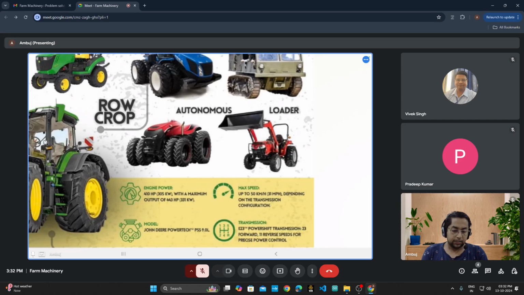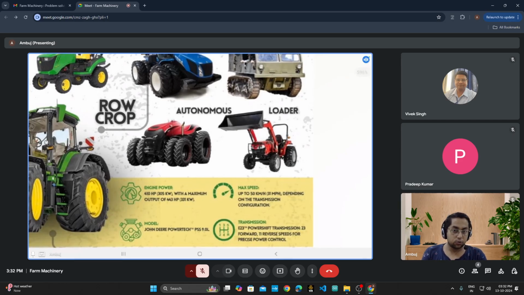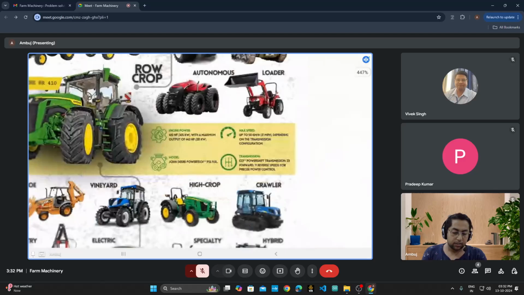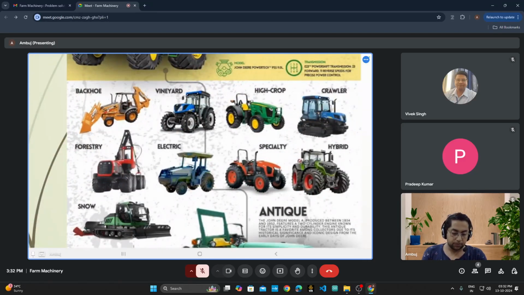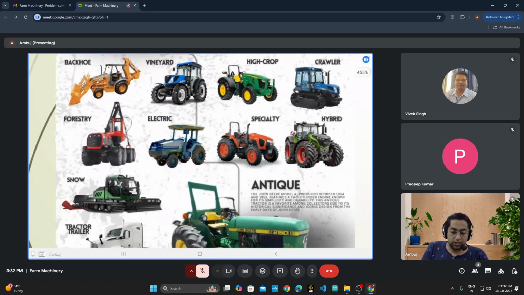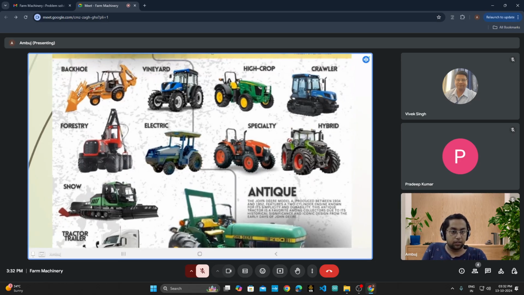Then the loader I showed you and described in my previous lecture. Then your backhoe loader is there. It has the facility for digging as well as scraping of the land. It has both facilities. This is the functionality of your backhoe loader.